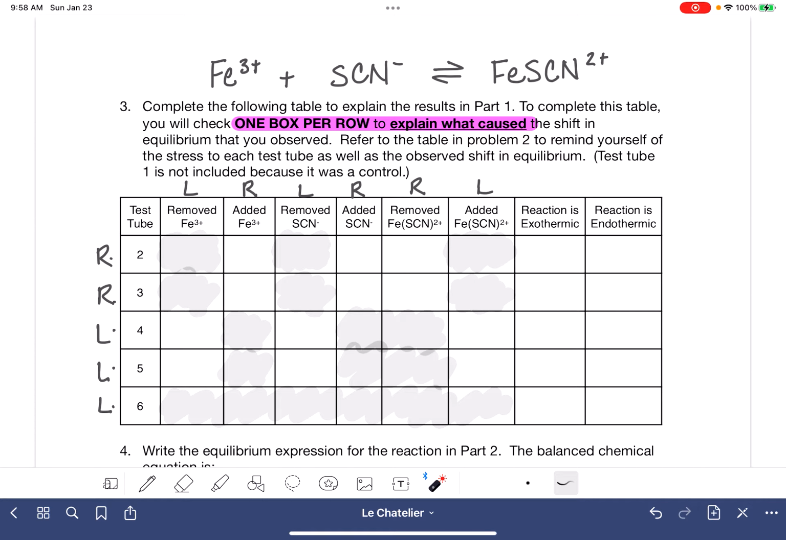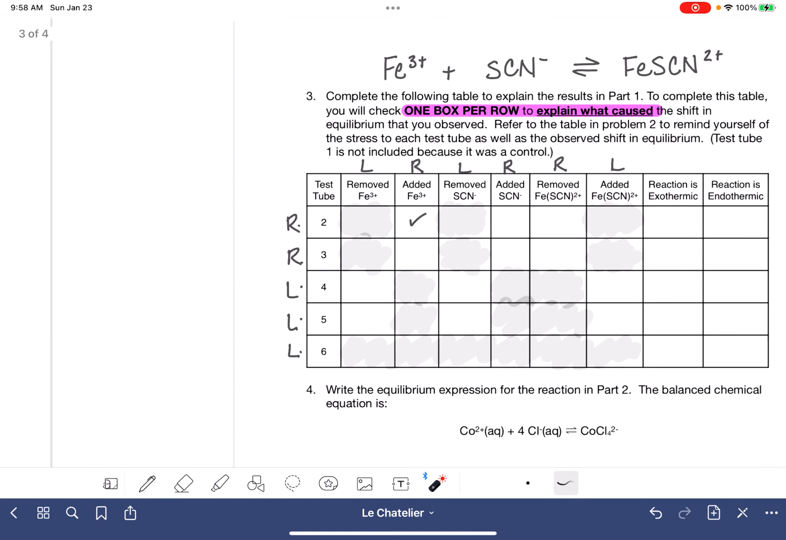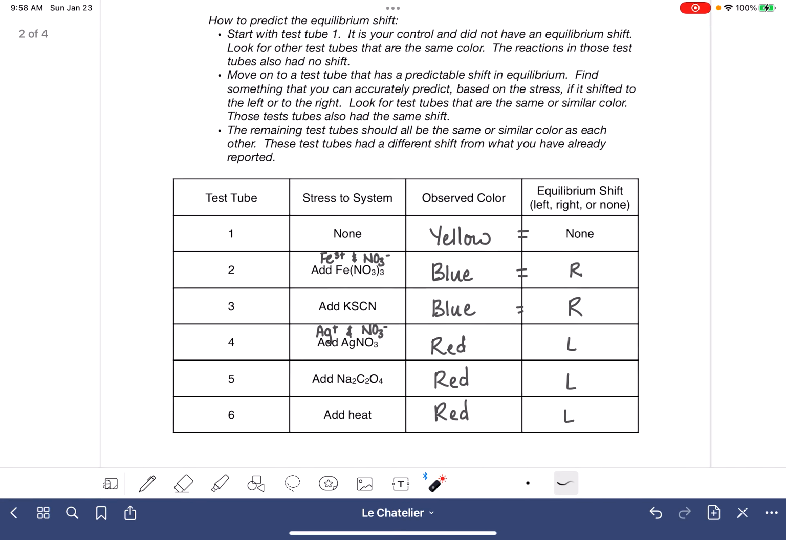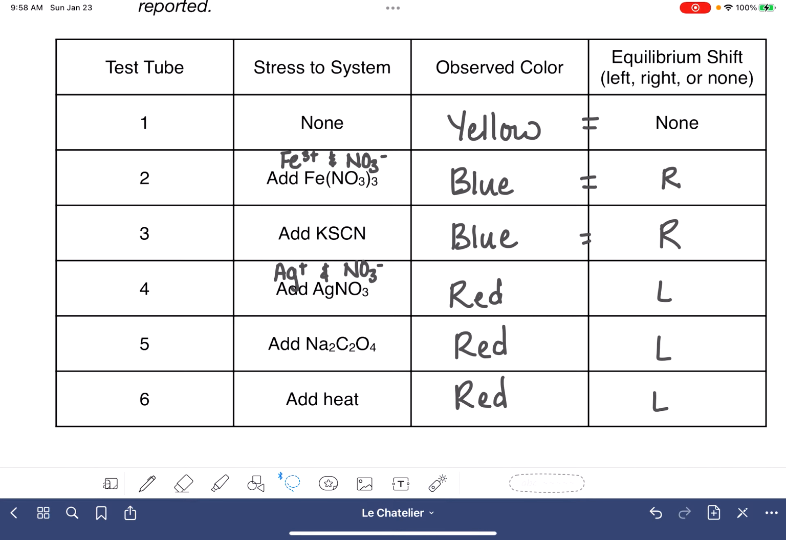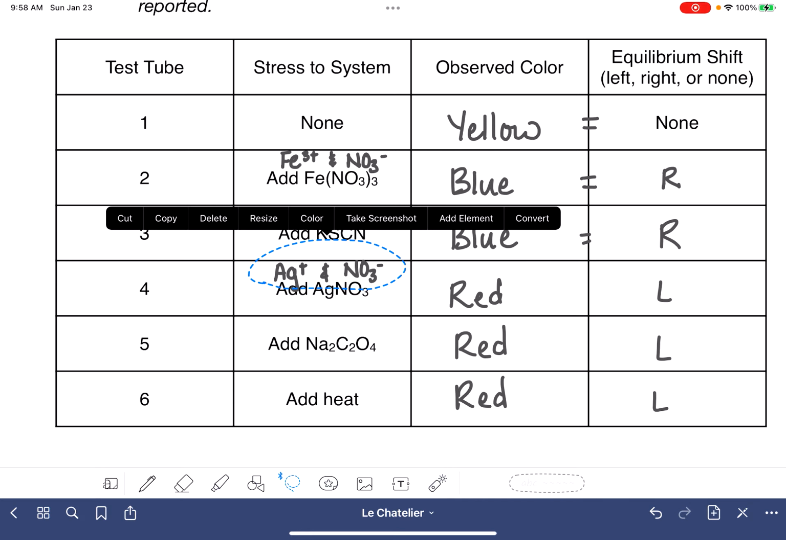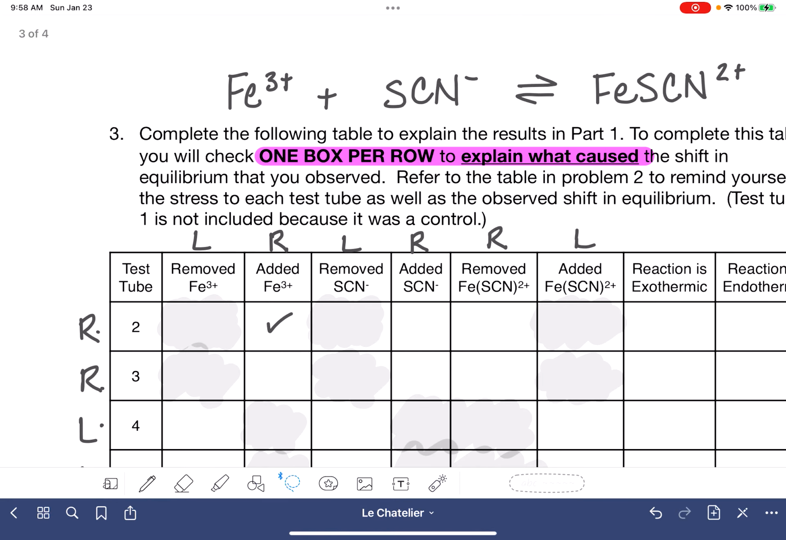Now, for test tube number 2, this was the reaction where we added Fe3+. So this one's pretty easy to figure out. And test tube number 3 is going to be pretty easy for you to figure out as well, because test tube number 3 contained or added one of the 3 components that's featured in the balanced equation. Test tube number 4 and 5 are going to be harder to figure out because in those reactions, you added substances that are not present in the balanced equation.